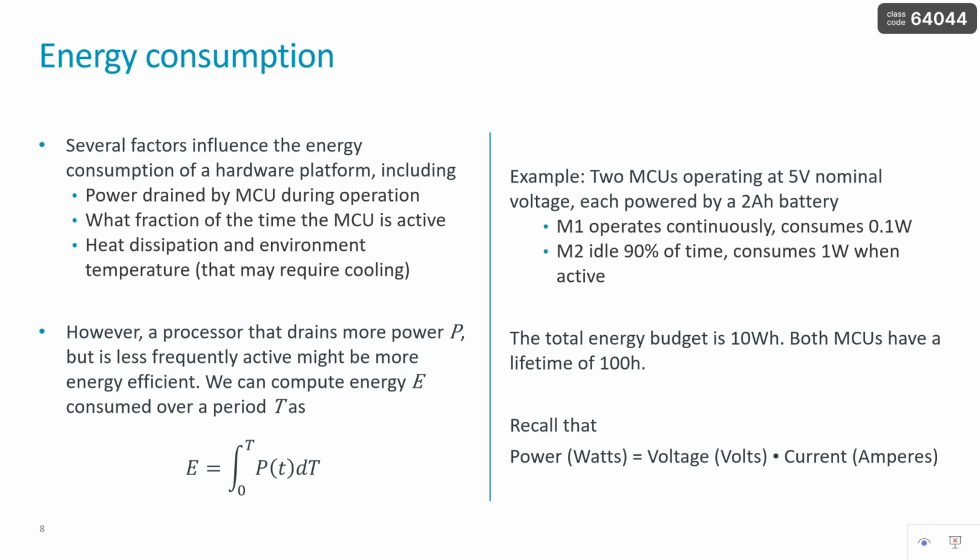Now let's consider an example with two MCUs, one that is active all the time and consumes 0.1 watt, but the other is active only 10% of the time and consumes 1 watt when it's active. Now, if we do our calculation, if both run at nominal voltage of 5 volt and are powered by a 2 ampere battery, the lifetime for both will be 100 hours.